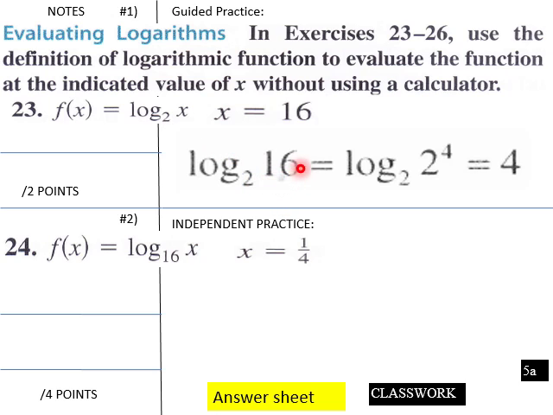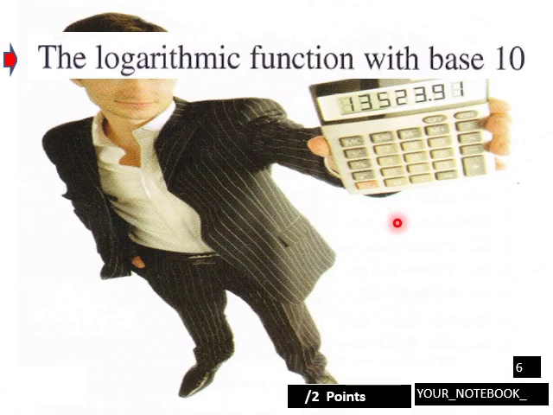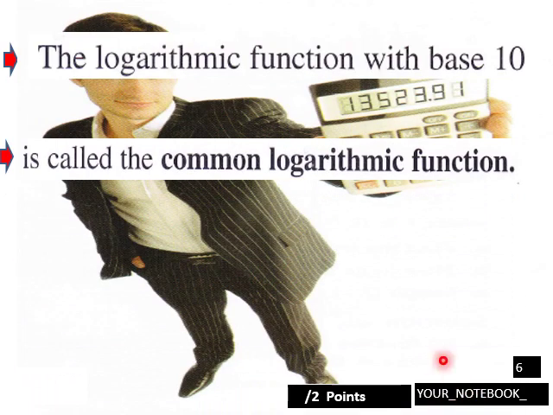log base 2 of 16 would equal log base 2 of 2 to the 4th, which would equal 4. So with 2 to the 4th power, log base 2 of 2 cancel, and the 4 would drop down, so it would equal 4. So 2 to the 4th power would equal 16. This is your independent practice here. Okay, this goes into your notebook.